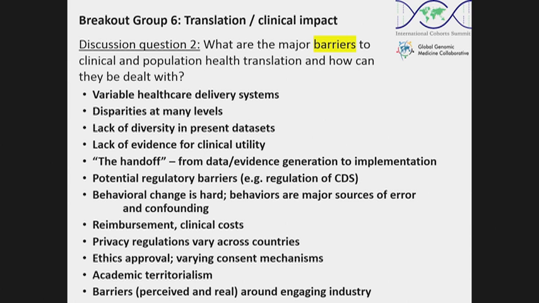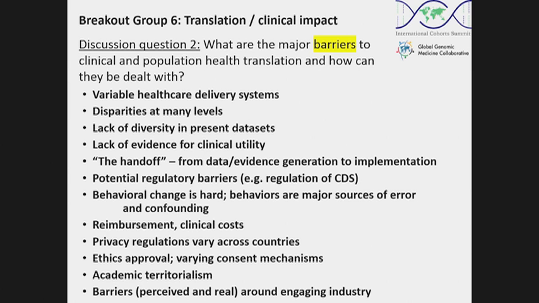The barriers are listed here. I feel an urge not to read them, but I'll just go through them and comment on some of them. The barriers are the healthcare delivery systems that we all operate under that are all different. The disparities, which of course are also an opportunity as well as a barrier, and the lack of diversity in present data sets. We need evidence for clinical utility for the people who are outside this room, people who have not yet drunk this Kool-Aid and who need more evidence that implementing some of our discoveries will make a difference in terms of healthcare and won't increase costs.